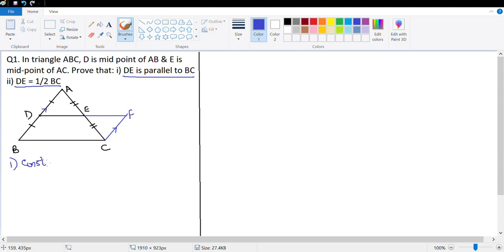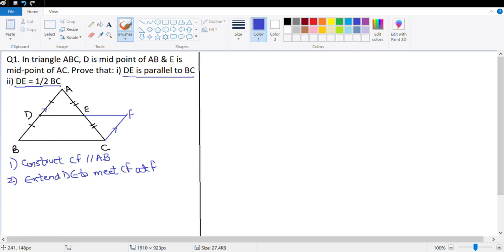Construct CF parallel to AB. Perfect. And number 2, extend DE to meet CF at F.